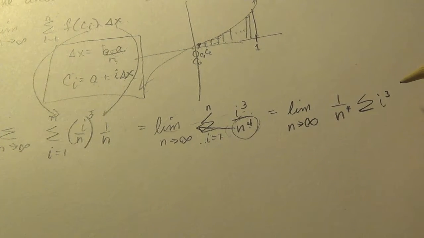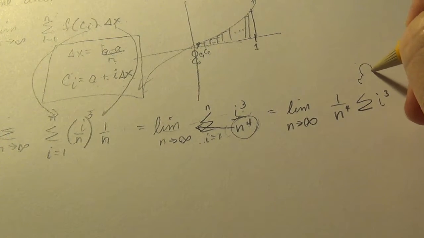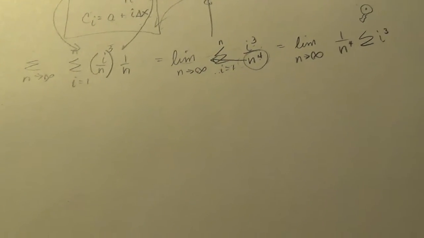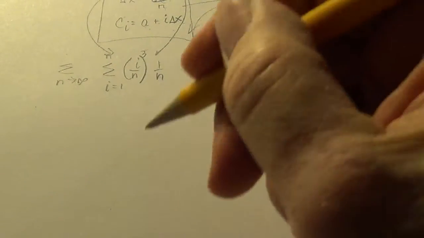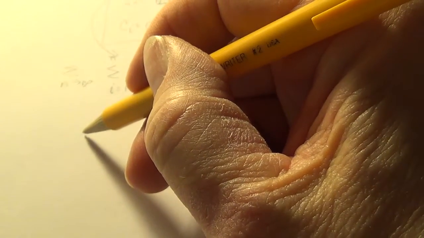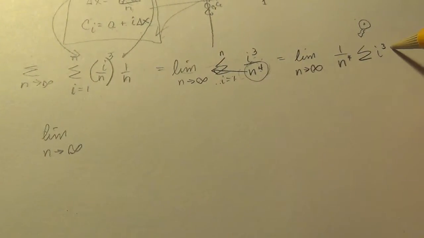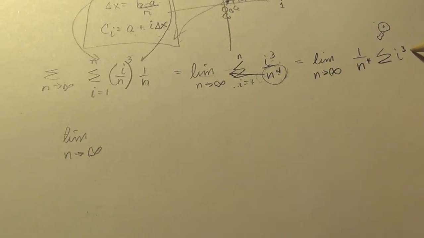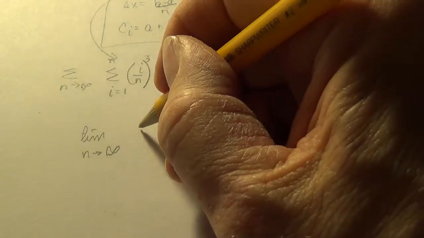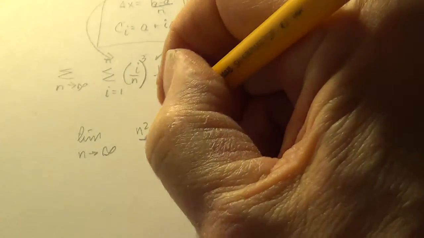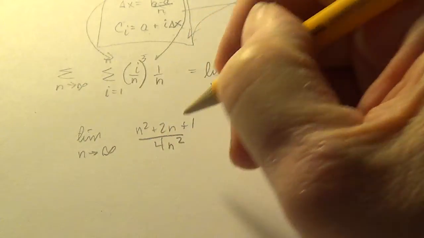And there, sure enough, is one of our keys. If you look back, i cubed was one of them. So I'm going to come down on this and keep going. I'm going to have the limit as n approaches infinity of, instead of i cubed, I'm going to go back to one of the keys, and i cubed was n squared plus 2n plus 1 over 4n squared.